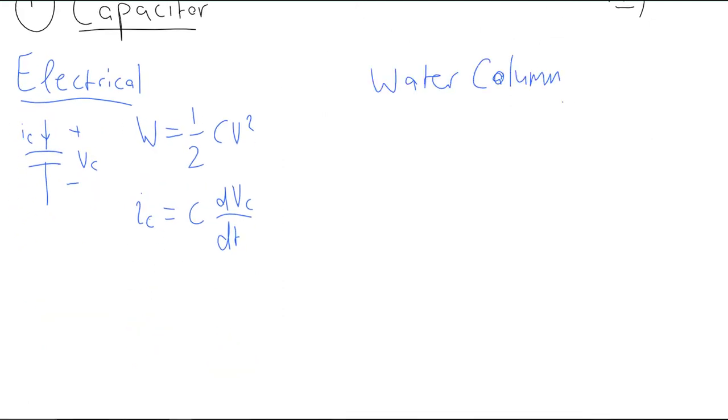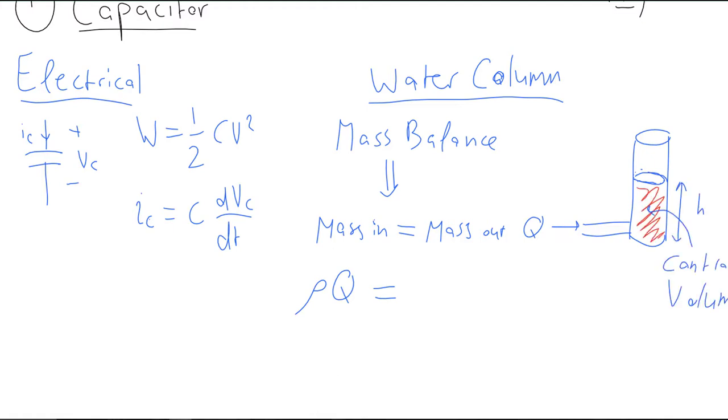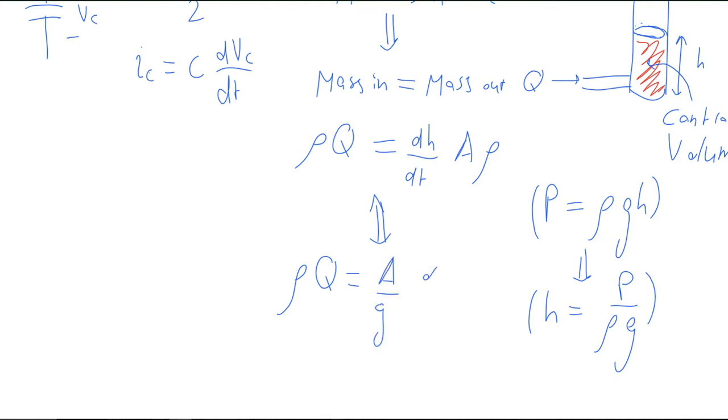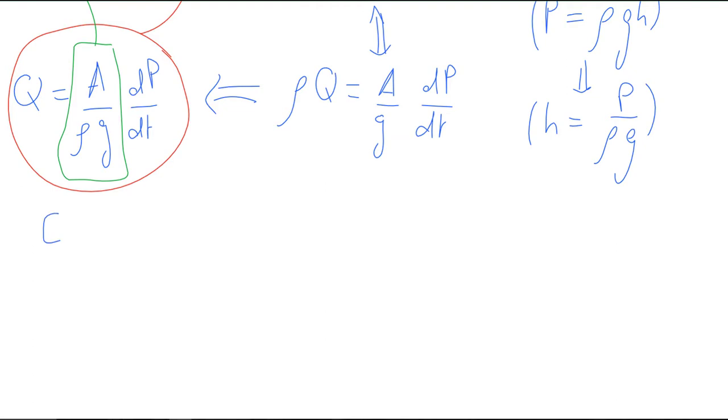For a water column capacitor, which is what we're using here, the flow rate going into the capacitor is equal to Q. If we do a mass balance on the mass going inside the capacitor, the water column, and the mass going out of the control volume shaded in red, we get that rho Q is equal to dH by dt times A times rho. Substituting the pressure equation, that P is equal to rho g H, or H is equal to P over rho g, we find that Q is equal to A over rho g dP by dt. This is the same as the equation that we have for an electrical capacitor, where the water capacitance is equal to A over rho g.